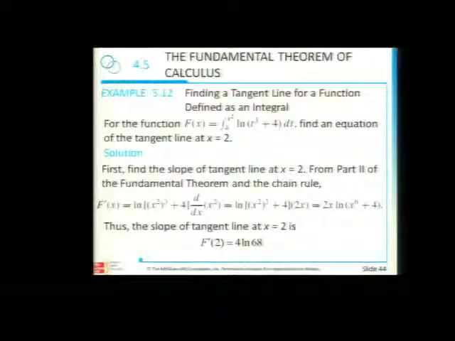Okay, one more example. In this case, we are given a function of x in the form of a definite integral. So when you integrate this, you get a function of x. We want to find an equation of the tangent line to this function, big F(x), at the point when small x is 2. To find the equation of the straight line, we always need to know two things: the slope and also one point, any point on the line, right? So let's find the slope first.